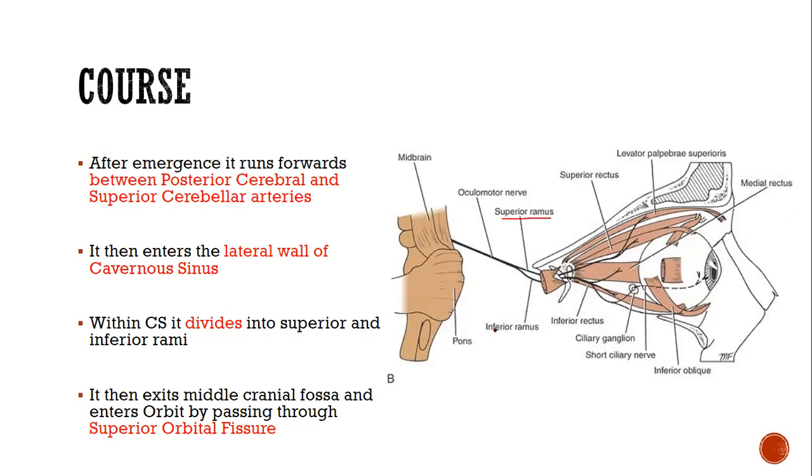Here you can clearly see the moment where the cavernous sinus is present. The oculomotor nerve enters the lateral wall, and the cavernous sinus divides it into the superior and inferior branches of the rami. Finally, these two run from the medial aspect of the superior orbital fissure to enter the orbital cavity, supplying the extraocular muscles, which you have already covered in a previous lecture.